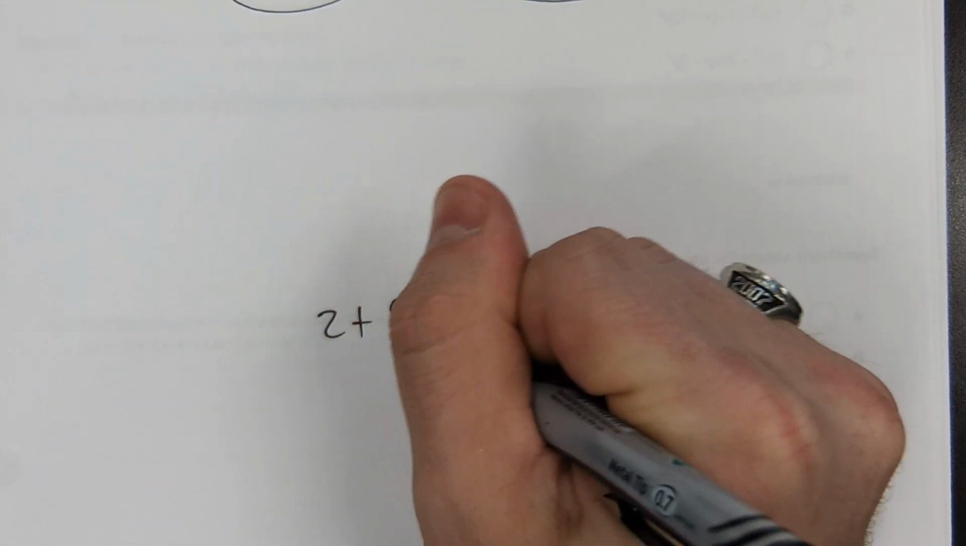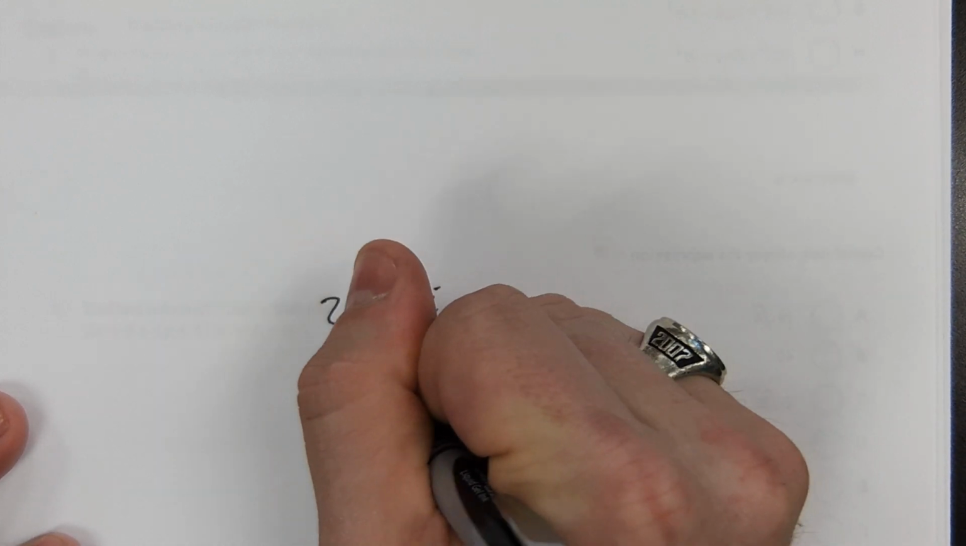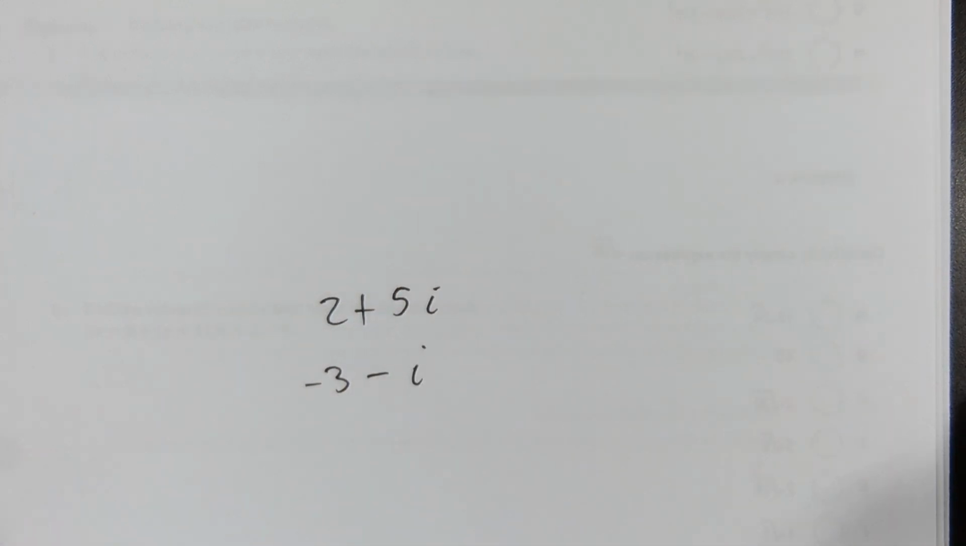So let me write some complex numbers for you. 2 plus 5i. Its real component is 2. Its imaginary component is 5. Negative 3 minus i. Its real component is negative 3. Its imaginary component is negative 1. Okay, so they're complex numbers because they're made up of a real piece and an imaginary piece.